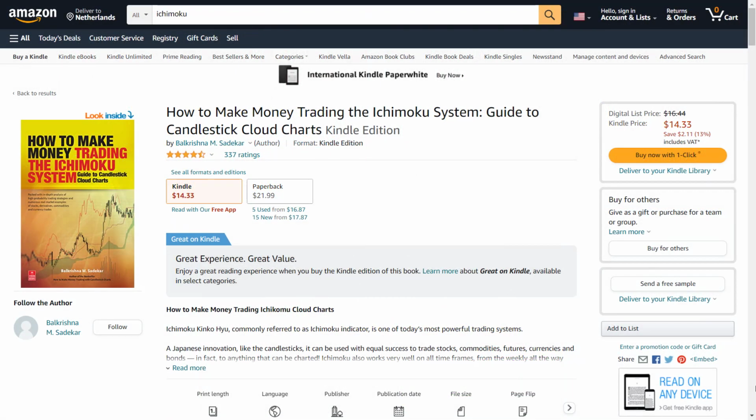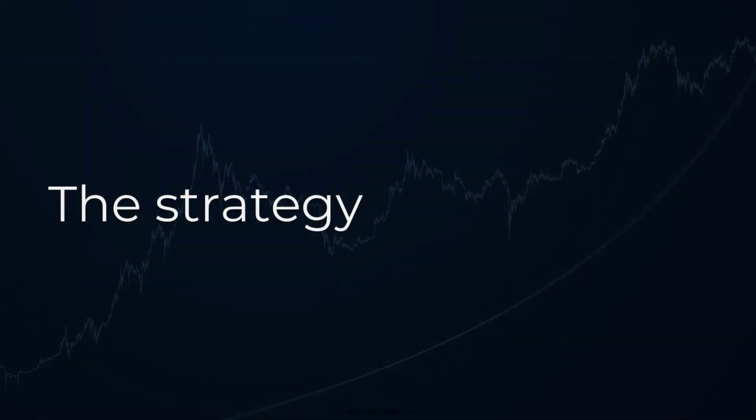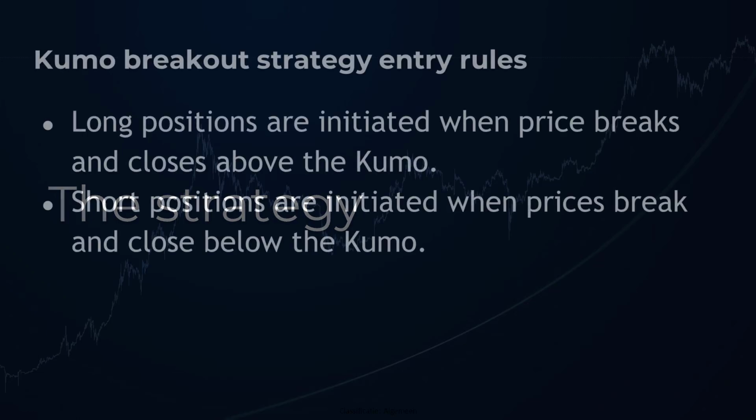And again, I'm using one of the strategies that is mentioned in this book called How to Make Money Trading the Ichimoku System by Mr. Sadakar. This time it will be the Kumo Breakout strategy, as you already know from the title of this video. Let's dive right into the strategy and let's see what the entry and exit rules are.